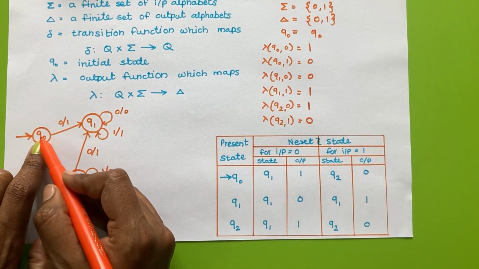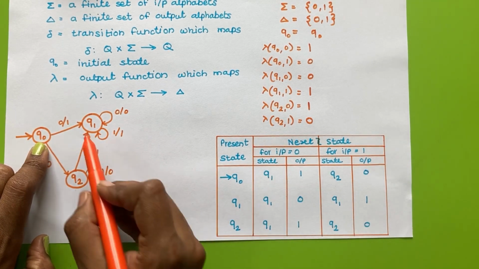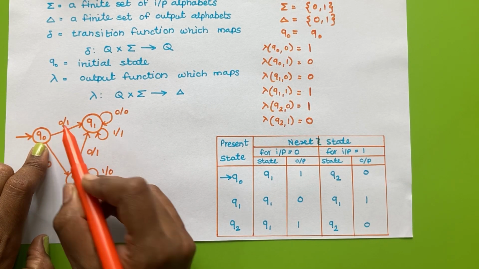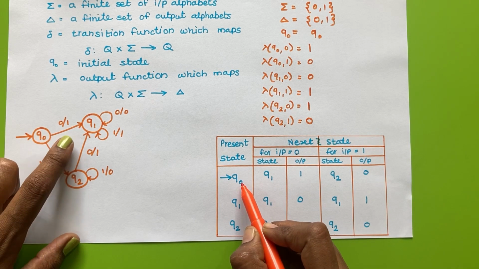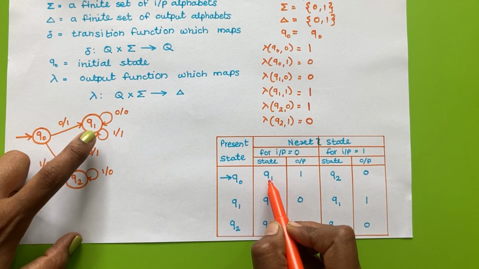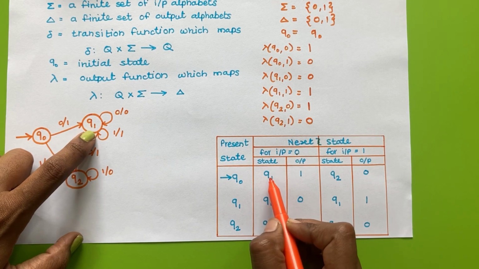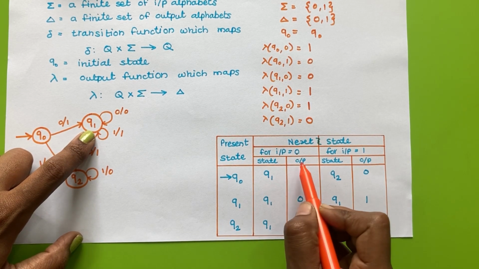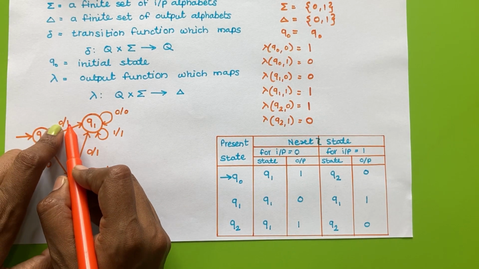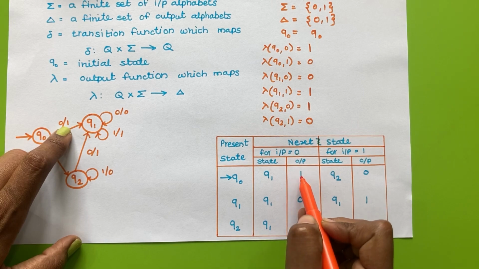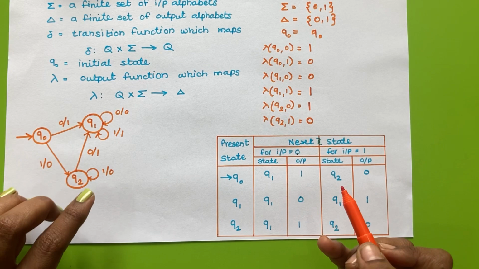If we supply 0 input to state Q0, then we will move to state Q1 and 0 will be replaced by 1. So if we supply 0 input to Q0, the output state will be Q1. So I have written Q1 in the state column, and in the output symbol column I have written 1 because this 0 is getting replaced by 1. So I have written 1 as the output alphabet for the given transition.